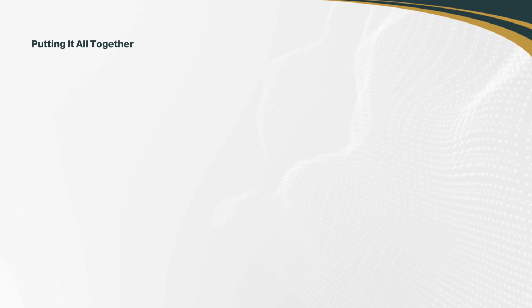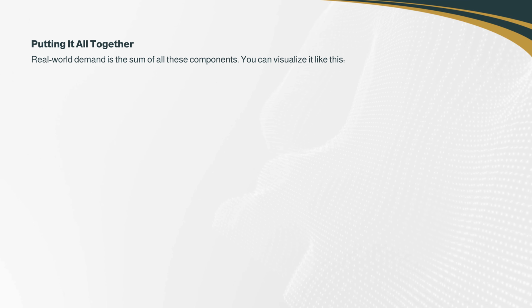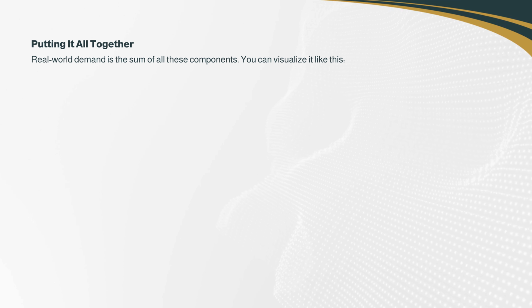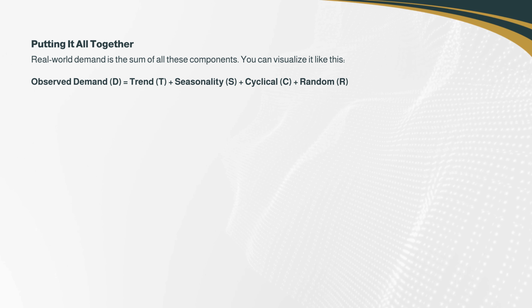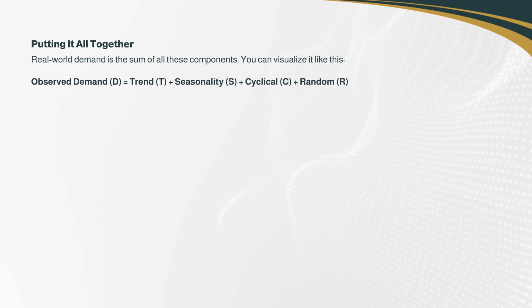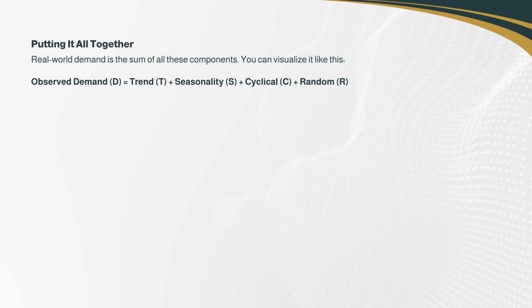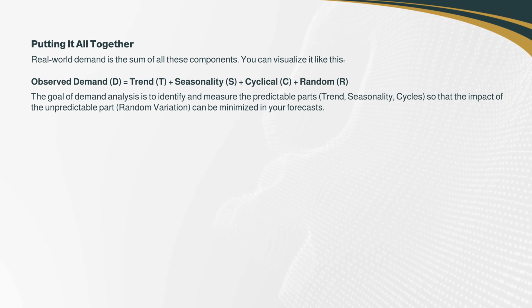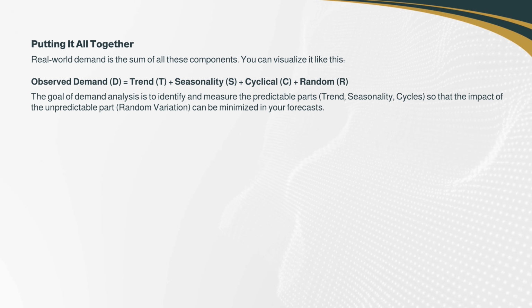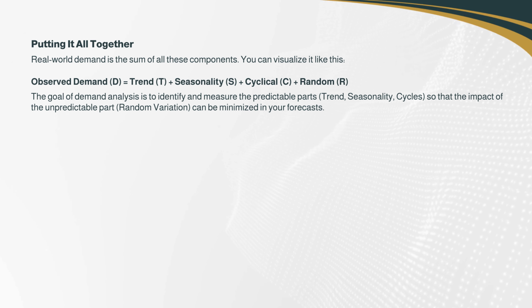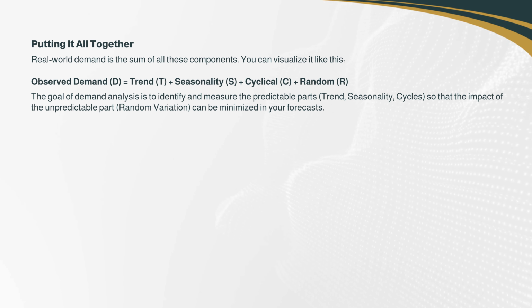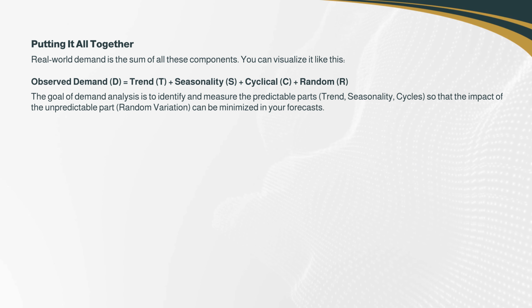Putting it all together, real-world demand is the sum of all these components. You can visualize it like this. Observed demand, D, equals trend, T, plus seasonality, S, plus cyclical, C, plus random, R. The goal of demand analysis is to identify and measure the predictable parts, trend, seasonality, cycles, so that the impact of the unpredictable part, random variation, can be minimized in your forecasts.